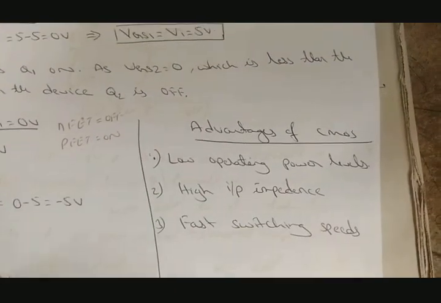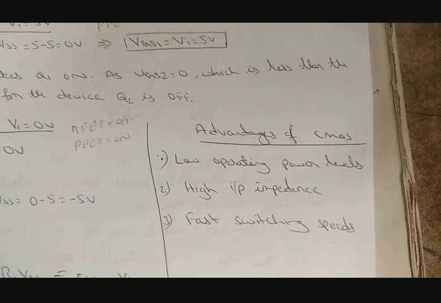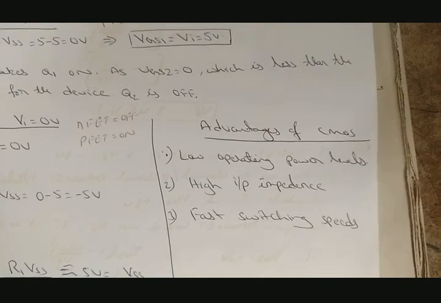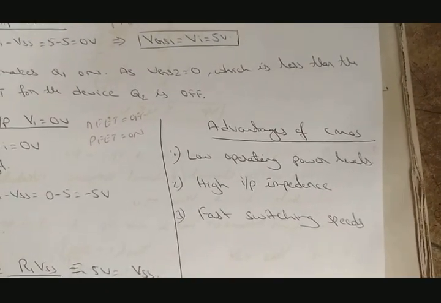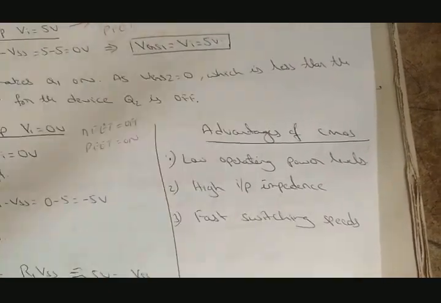Next, why are we going for this CMOS? CMOS has low operating power levels, it has a high input impedance, and it also has fast switching speeds.